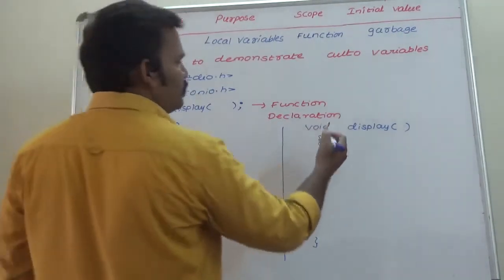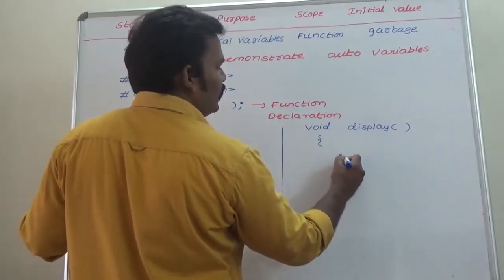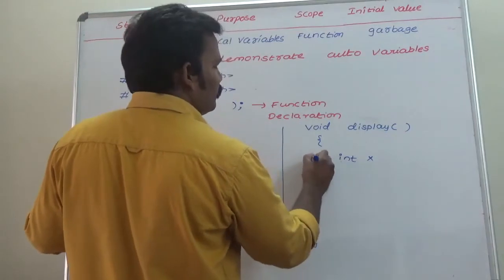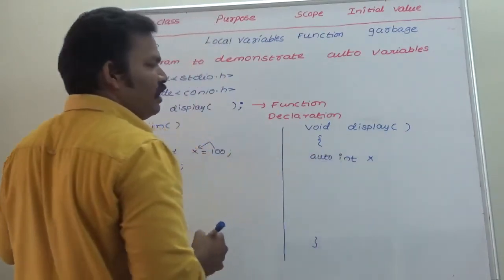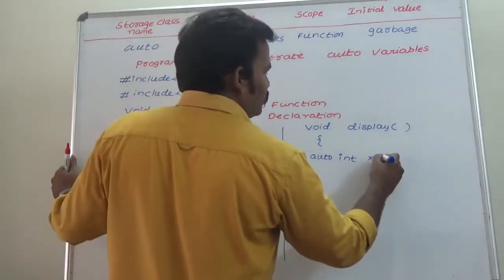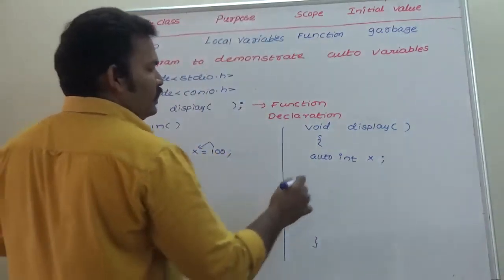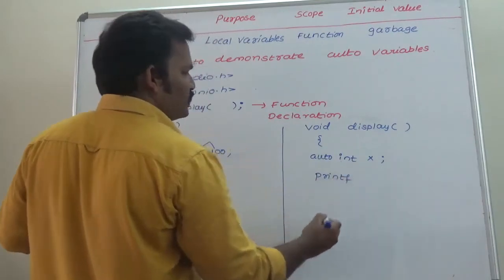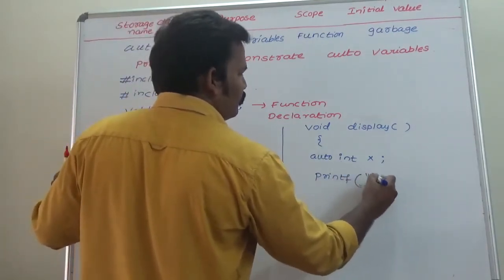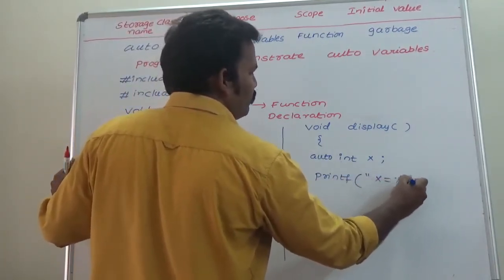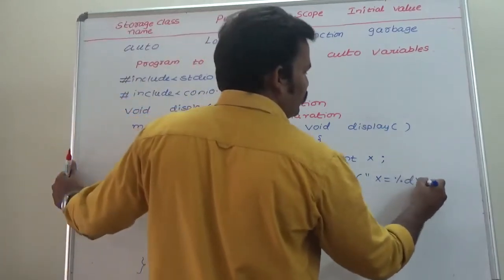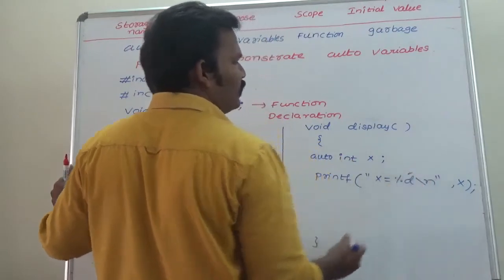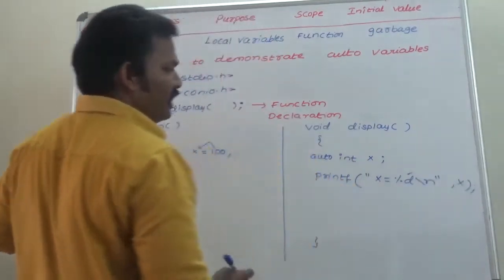In the display function also I am declaring an x variable, using the auto storage class and with a semicolon. In the display function, I am trying to print the x value on the screen. Printf, format specifier %d, variable name x.